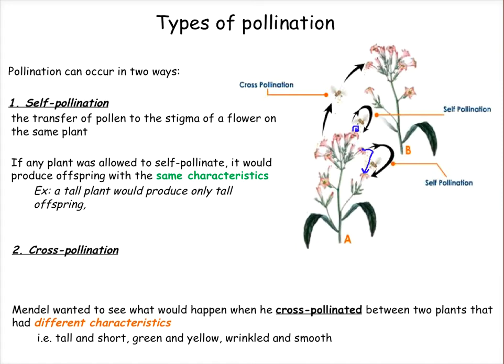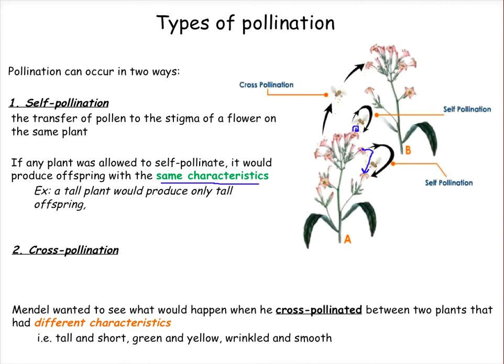Mendel noticed that if any plant was allowed to self-pollinate, it would produce offspring with the same characteristics. So, for example, if your plant was originally tall, then the offspring made as a result of self-pollination would also be tall. So by self-pollinating plants generation after generation, Mendel could produce pea plants with characteristics that were predictable and unvarying.